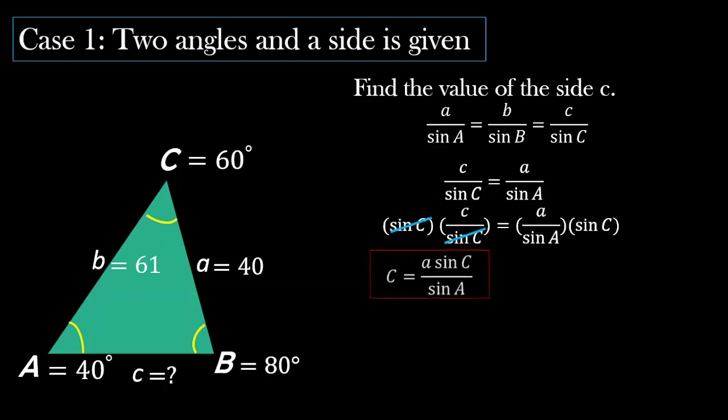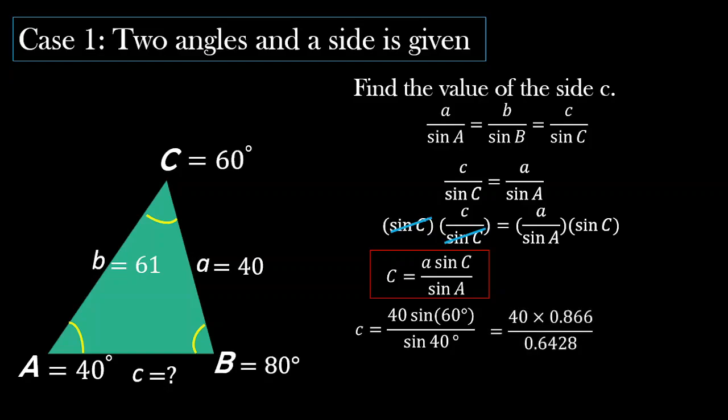Plug in all the given values to the formula. c is equal to 40 times sine 60 degrees all over sine 40 degrees, which is also equal to 40 times 0.866 all over 0.6428. After simplifying the equation, it gives us the value of c is equal to 53.89, or c is equal to 54.